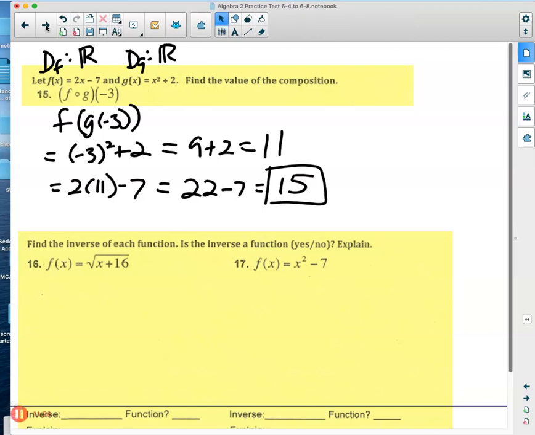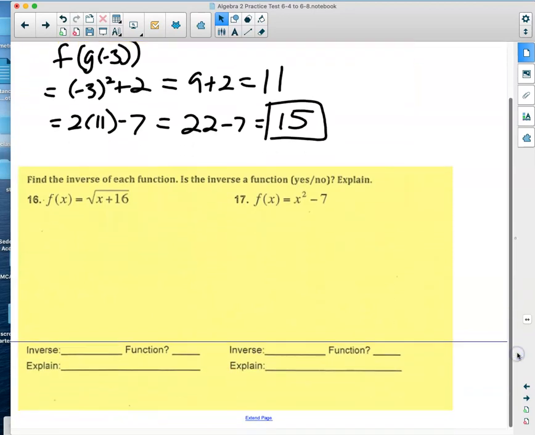All right. So far, so good? Not fearing the back half of this test yet? Okay. So now, that was the section that we did that was covering adding, subtracting, multiplying. It was the one that said function operations, and we learned about composition. The next section was all about inverses. So this says find the inverse of each function. Is the inverse of function yes or no, and explain.